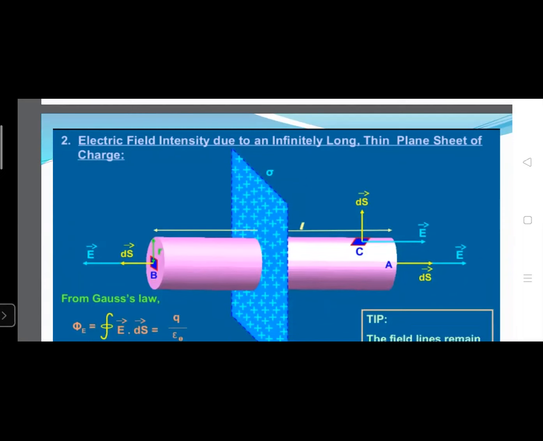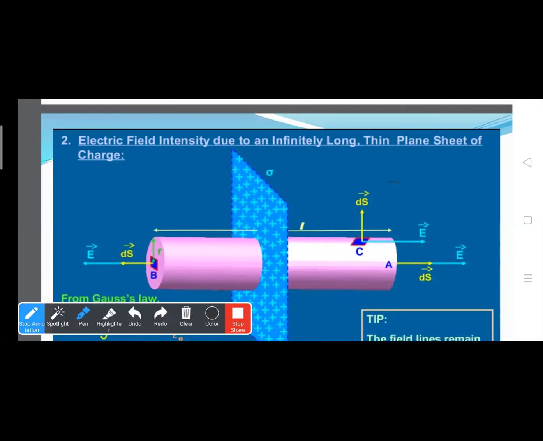So now let's start the second application of this theorem: electric field due to a uniformly charged infinite plane sheet. For this, consider an infinitely large thin plane sheet of charge with uniform surface charge density sigma. Sigma is the surface charge density. We have already discussed this topic. Sigma equals Q upon A, coulomb per meter square.